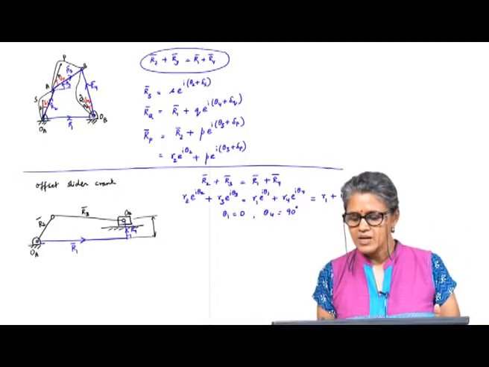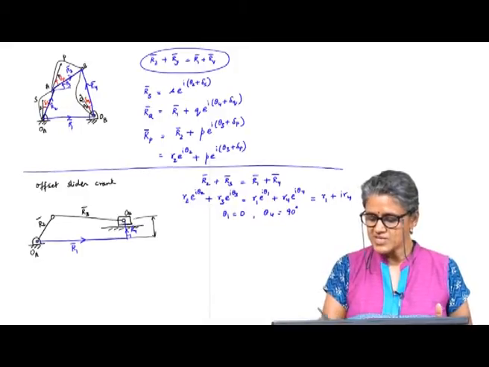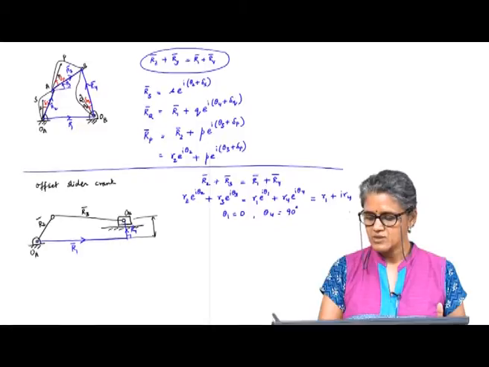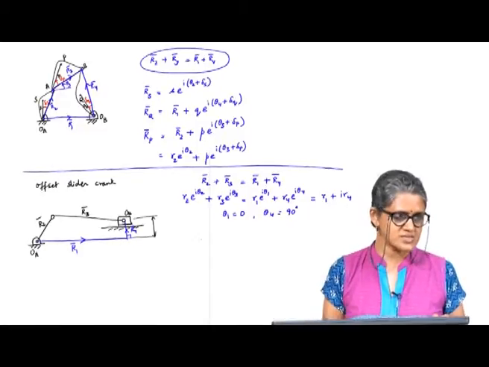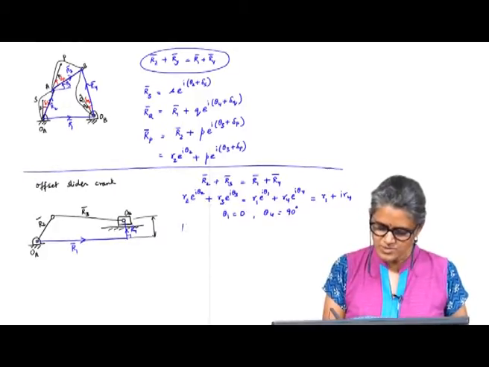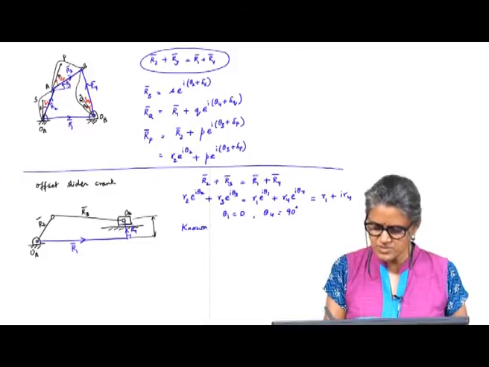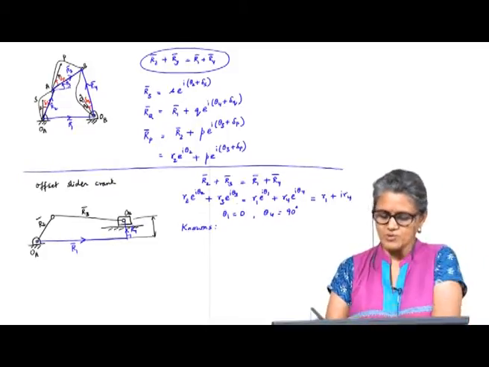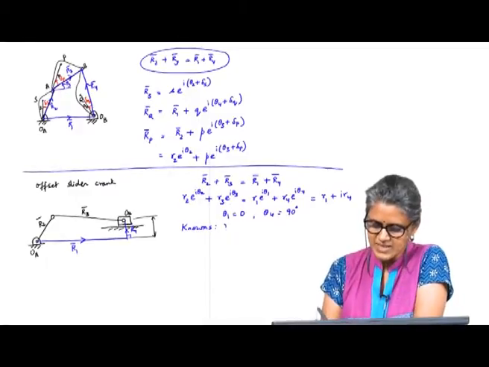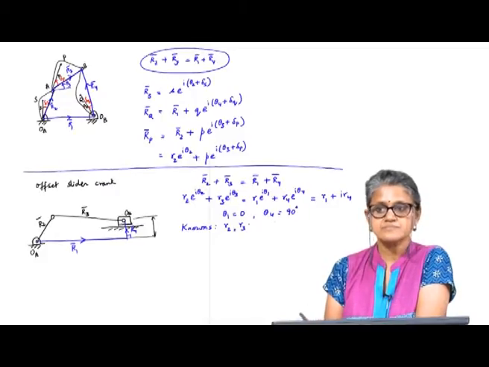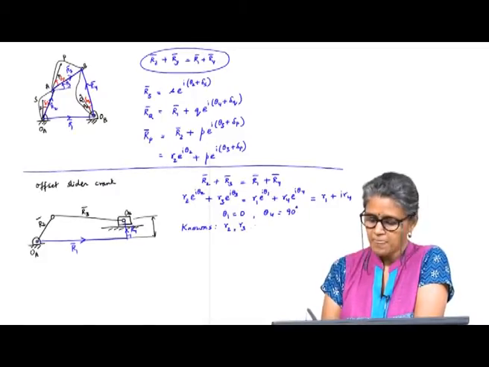Okay. Now, what are the knowns and unknowns in this equation? Again, it is a vector equation. Okay. So, you will be able to solve it for two unknowns. The knowns here are the link lengths R2, R3 and R4.